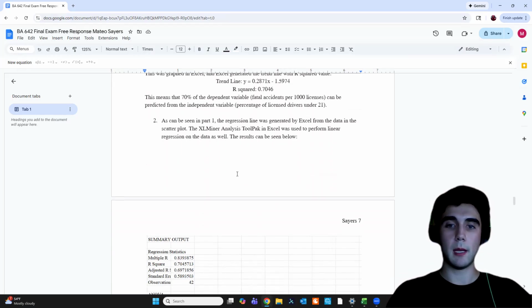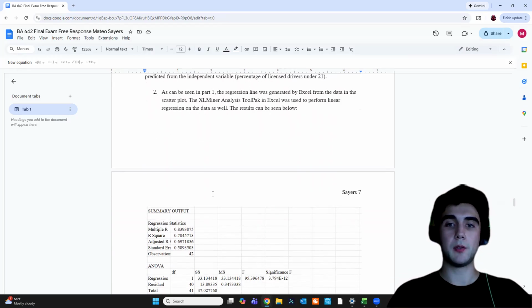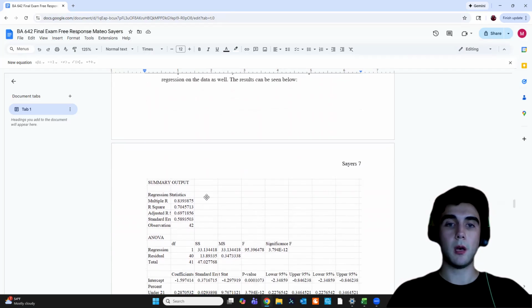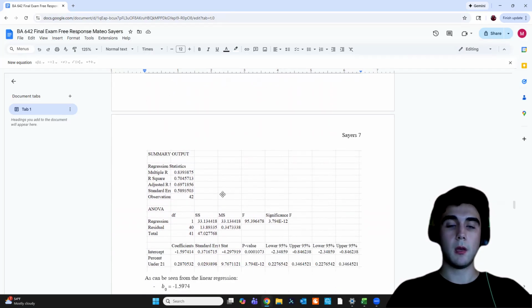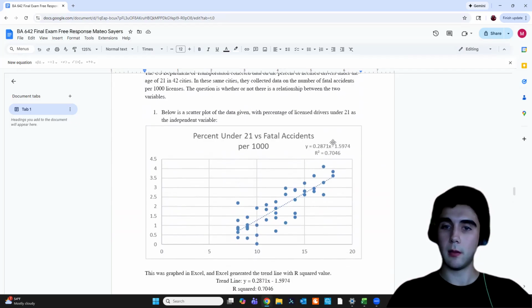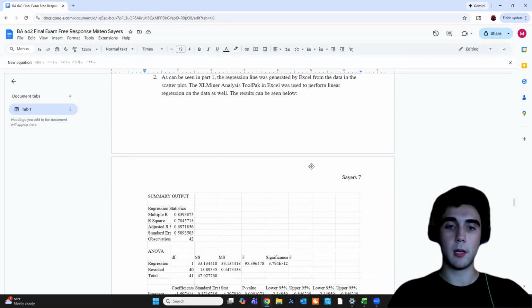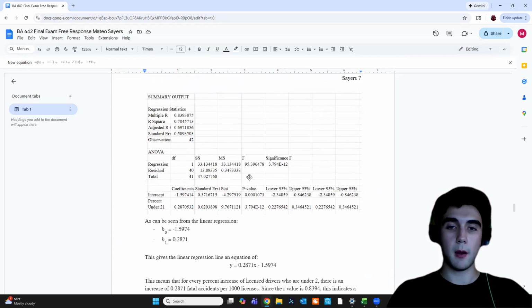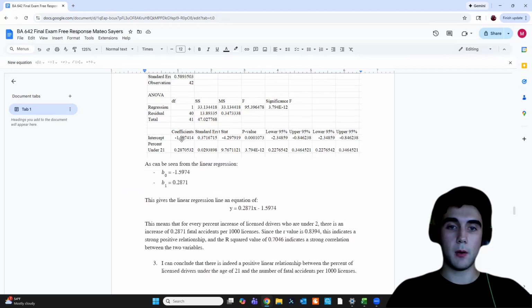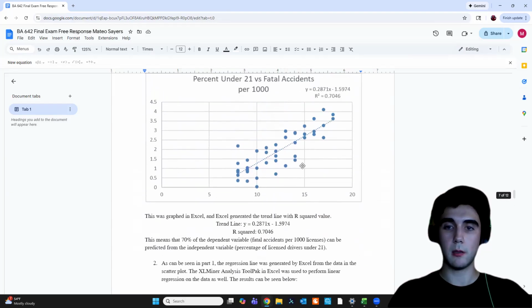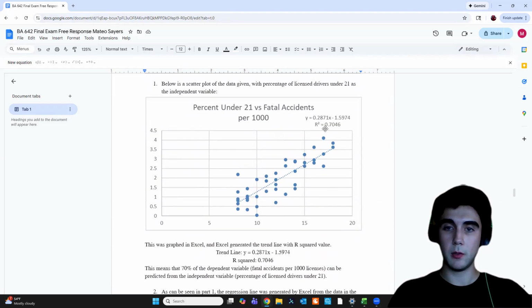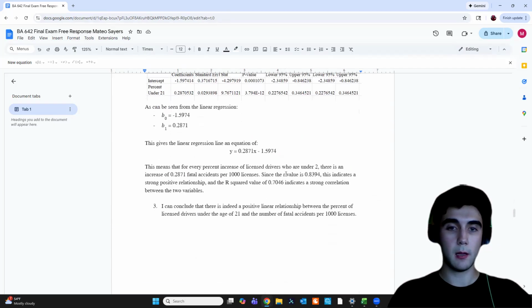The regression line was generated by Excel, and then the Excel Analysis ToolPak in Excel was used to perform linear regression, just to double check the auto-generated linear regression line. And from there, the B naught or intercept value was negative 1.5974, and the slope value was 0.2871. So that's the linear regression line equation, which is actually exact to the one Excel provided.